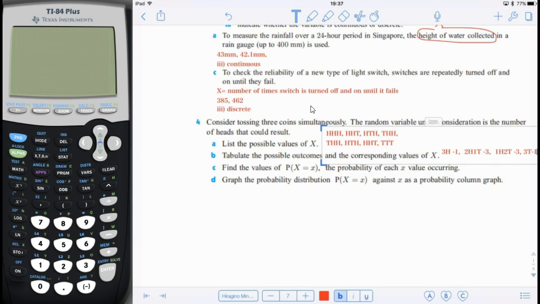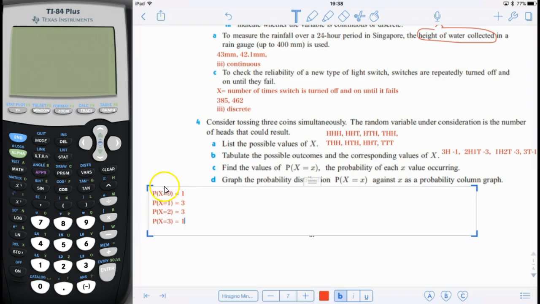Find the values of P(X = x), or the probability that the random variable X takes on the value of x, the probability of each x occurring. Okay, so in this case, we're just going to arrange what we just wrote with this notation. So I'm going to do that offline, and then you'll see what it looks like.